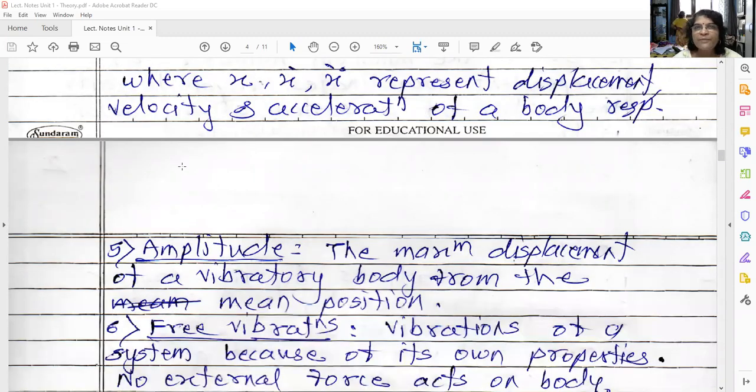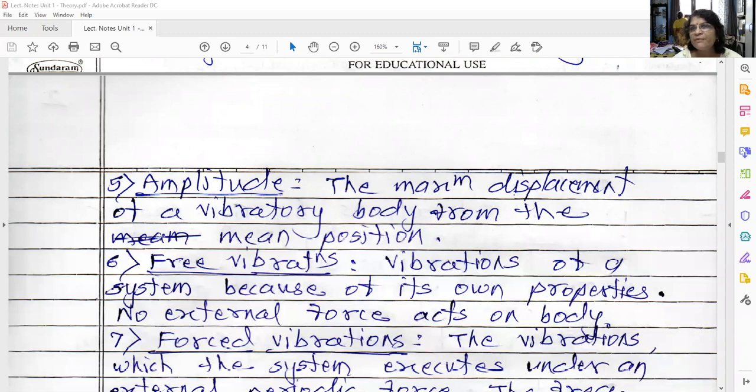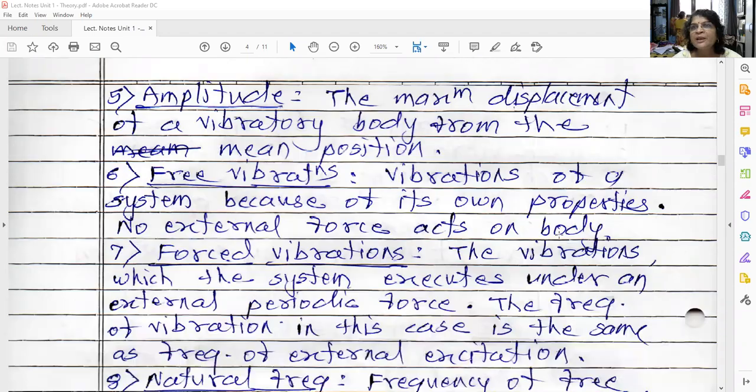Next definition is amplitude, the maximum displacement of a vibratory body from the mean position. Okay. Then free vibration, vibrations of a system because of its own property. That means what? No external force is acting on the vibratory body. The body itself vibrates. Okay, you only have to disturb the system to create the vibrations. Once you disturb that, that means initially you only apply the force and leave it, that object will start vibrating. Okay, that is known as a free vibration.